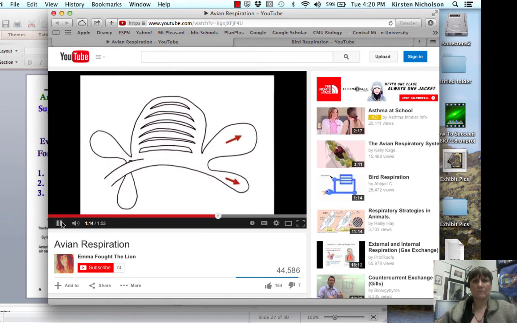This system therefore creates a unidirectional flow of air across the lung, which means that all air that comes into contact with the gas exchange surface is oxygenated, making the lungs more efficient.